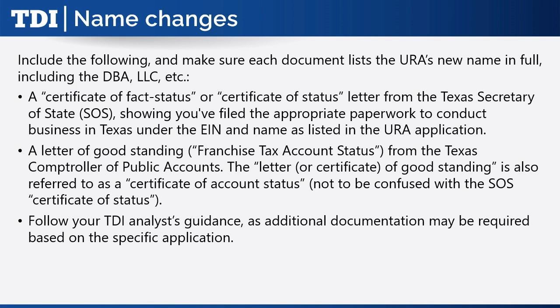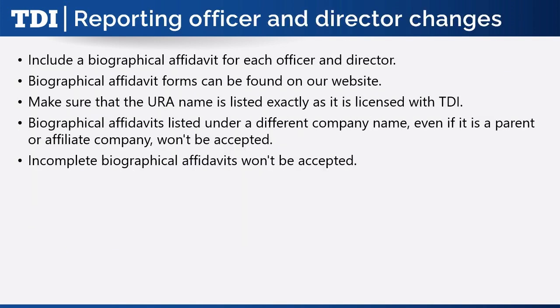Also remember to follow your TDI analyst's guidance, as additional documentation may be required based on the specific application. If a URA has changes to officers and directors, it must report those changes with an update application. One of the items we will require to be submitted for a new officer or director is a biographical affidavit, and the URA must submit a biographical affidavit for each officer and director, even if there is a biographical affidavit on file with TDI for that officer or director under a different license type.